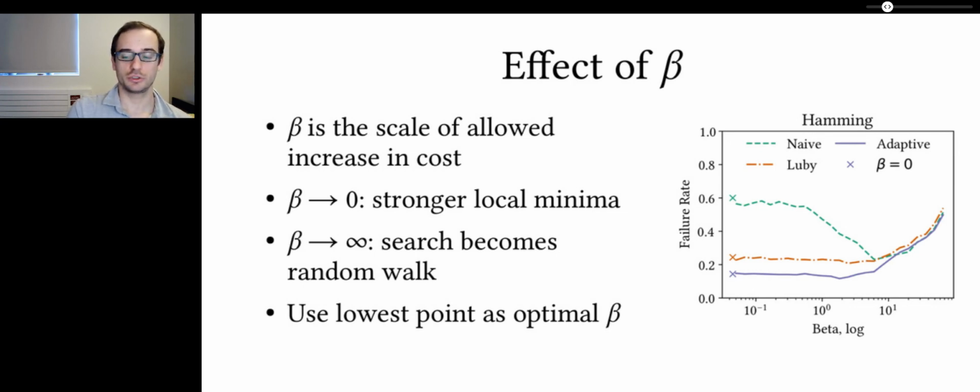So we can use the lowest point on each of these curves as the so-called optimal beta for each of these algorithms. And this is going to allow us to compare the performance of the algorithms with the best possible beta for each of them individually.